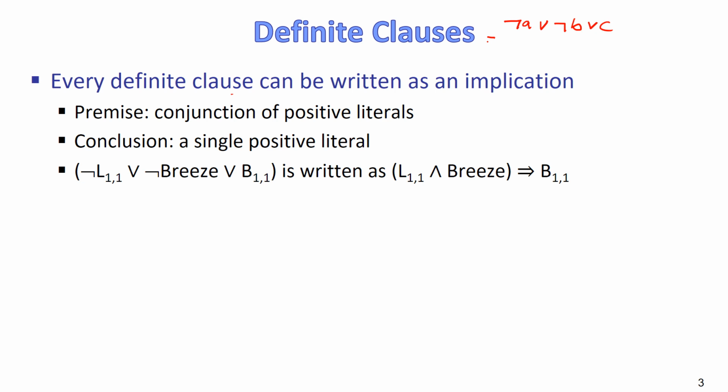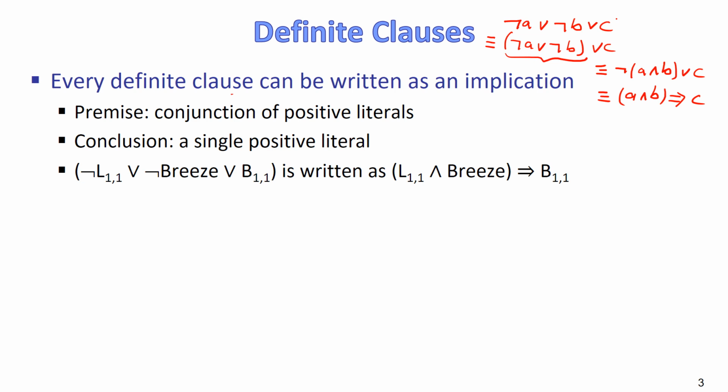Okay, now this is equivalent to, if I group together the negative literals, that will be not A or not B, or C. If we look at this, we can apply De Morgan law and we get the not outside the parentheses, so that will be not (A and B) or C. Now look at this, this is equivalent to A and B implies C.